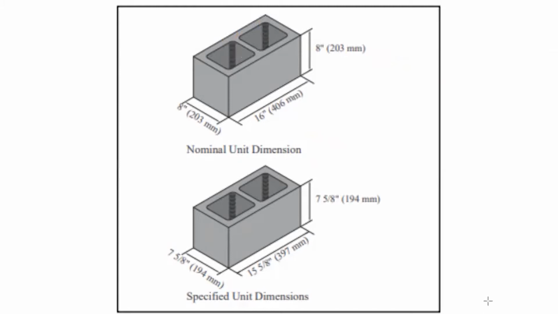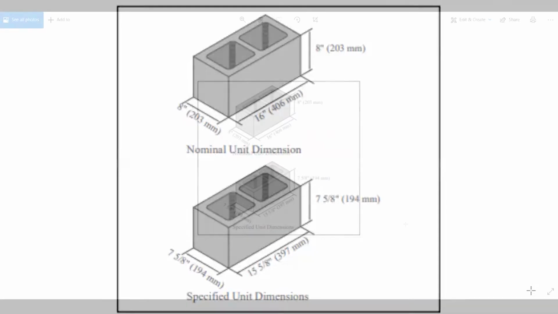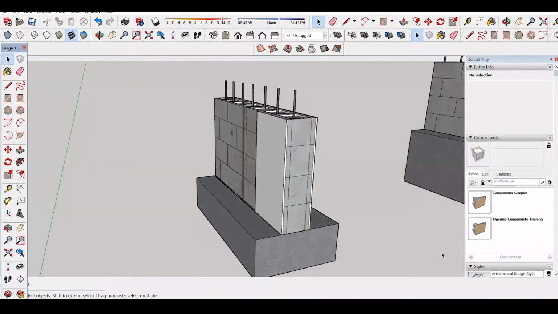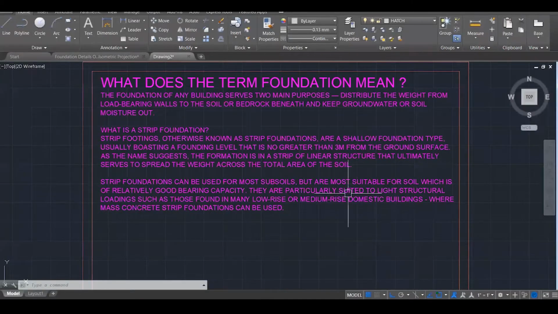So if you want to draw a block, to put this image into 3D, we can use 203 millimeters by 406 millimeters to construct our block, our rectangle in 3 dimensions. All right, I think we have touched on this good enough. Let us now go straight into AutoCAD.